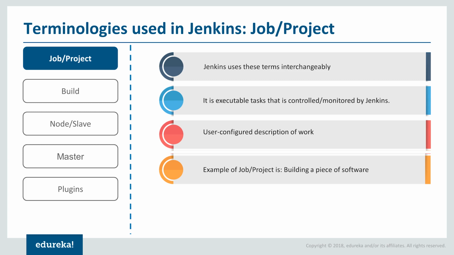Then it will have a user configured description of the work. It can have some shell scripting to be called. It can have some other tasks to be executed based on which platform you are working on. One of the very standard examples of a job or a project is building a piece of software. There may be a Java build, a Maven job or a .NET job which you are building with the help of Jenkins.